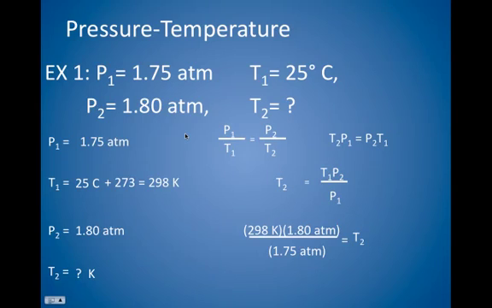And so you should end up with a final answer of about 307 Kelvin. 306 and change, I think, is what your calculator should end up to be. Again, if you were asked for the final temperature in degrees Celsius, you would then need to subtract 273 to get there. But you cannot do a Celsius conversion with these gas laws.